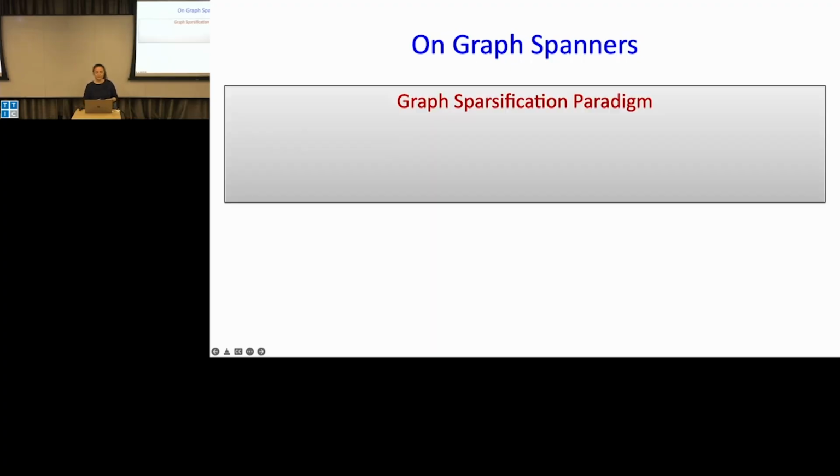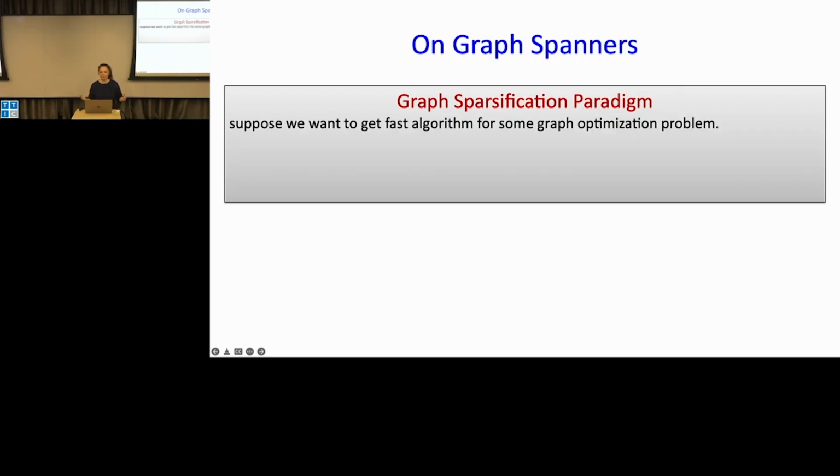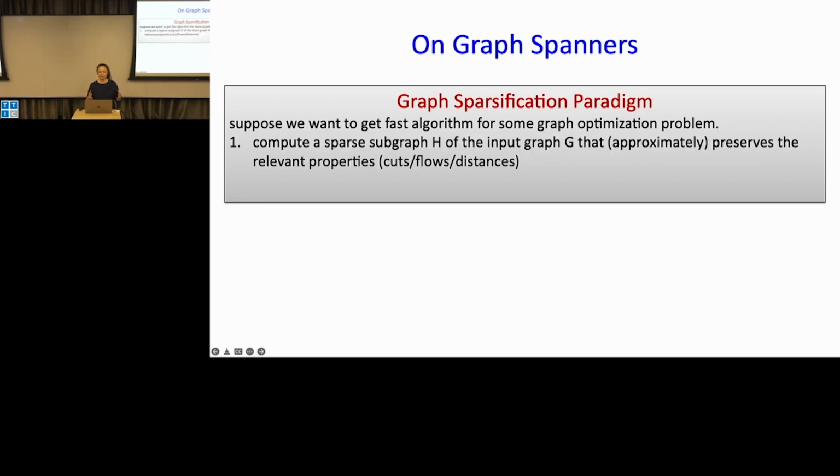One of the main reasons is that there is this really important paradigm that can be used to speed up various algorithms, and it's a graph sparsification paradigm. So what's the idea? Suppose we want to solve some problem on some graph, and maybe this graph is pretty dense. So in order to get a fast algorithm, instead of solving the problem directly on this big graph, what we can first do is compute a subgraph of this graph that is hopefully much sparser, but it approximately preserves the important properties of the original graph.